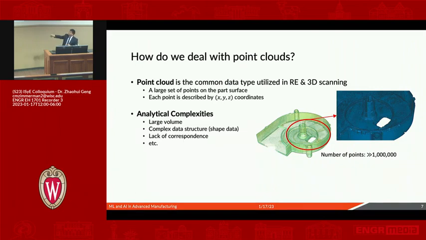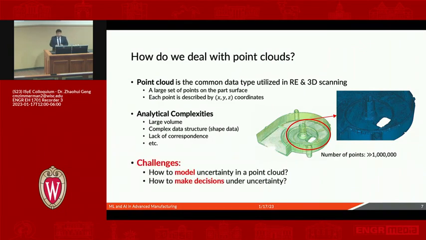Also, the most important challenge is the lack of correspondence. Meaning if you use the same part and do two measurements, the points you surveyed are located at different positions, and there are a lot of variations accordingly. The number of points is also very different. Lack of correspondence means we cannot utilize currently available analytical tools to solve this. So our challenge is, first of all, how can we model this uncertainty in the point cloud? And then, if we can model this uncertainty, how can we make decisions based on this model?